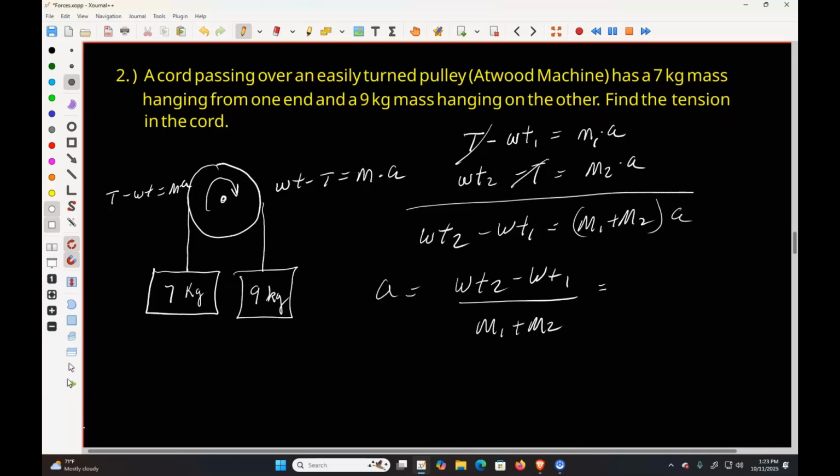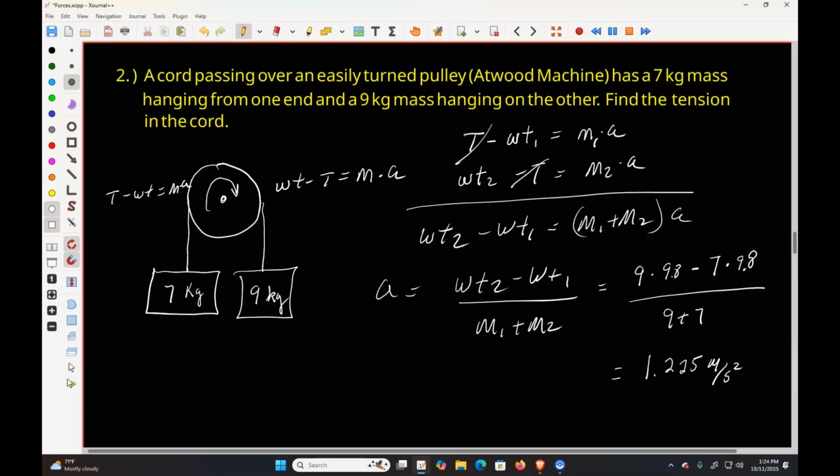Okay. So the weight 2 will be 9 times 9.8. Weight 1 is 7 times 9.8, divided by 9 plus 7. This will give us an acceleration of 1.225 meters per second squared.